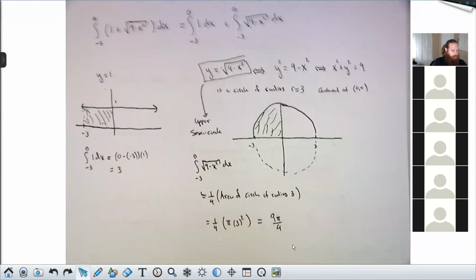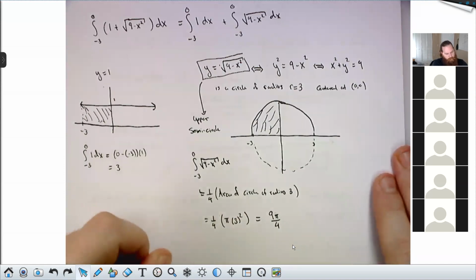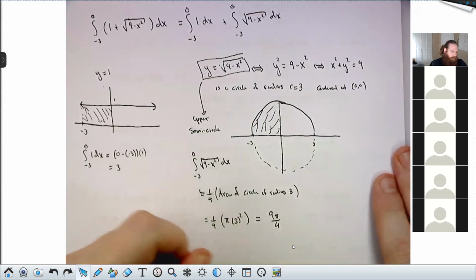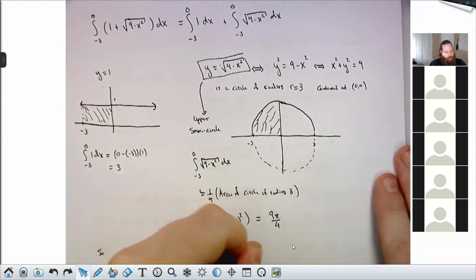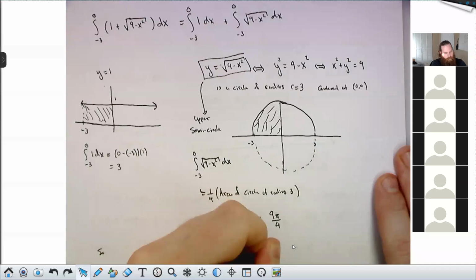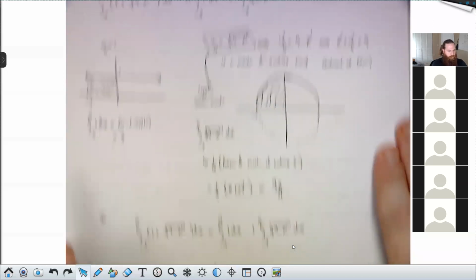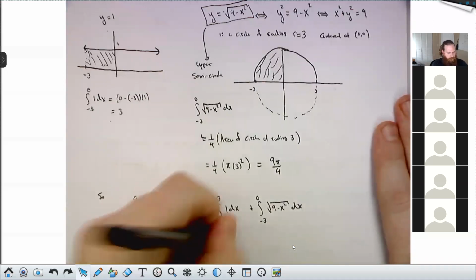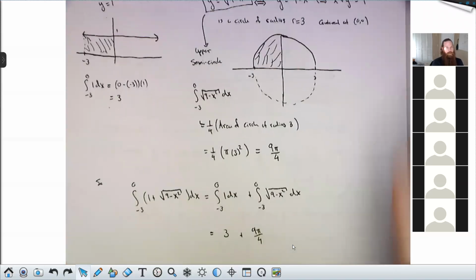So altogether, the integral from -3 to 0 of 1 plus the square root of 9 minus x squared is the integral from -3 to 0 of 1 dx plus the integral from -3 to 0 of the square root of 9 minus x squared dx, which is 3 plus 9 pi over 4. And that is job done.